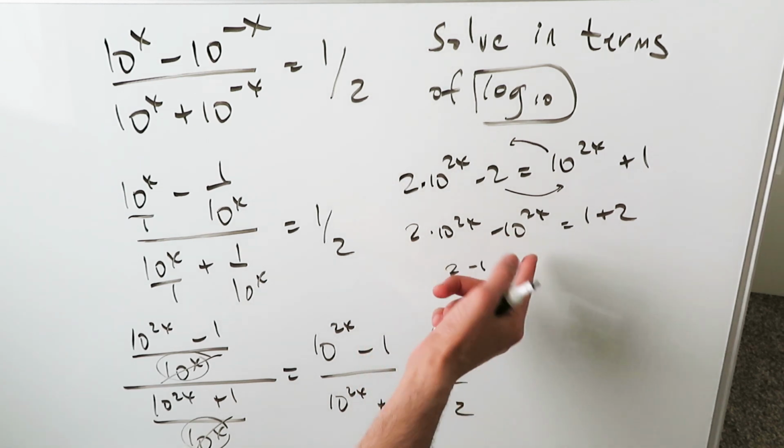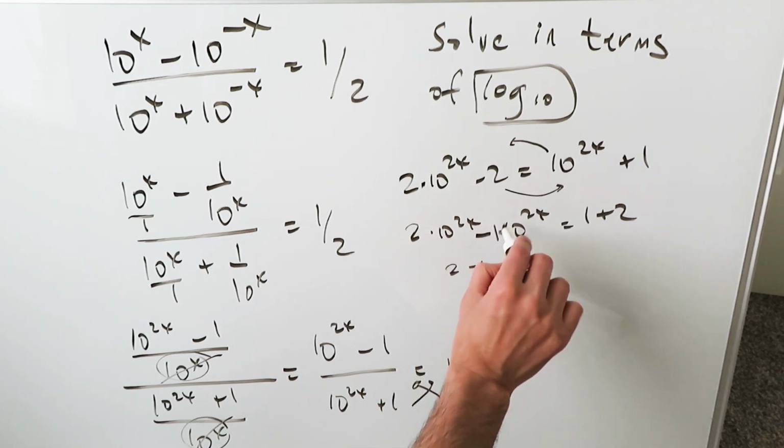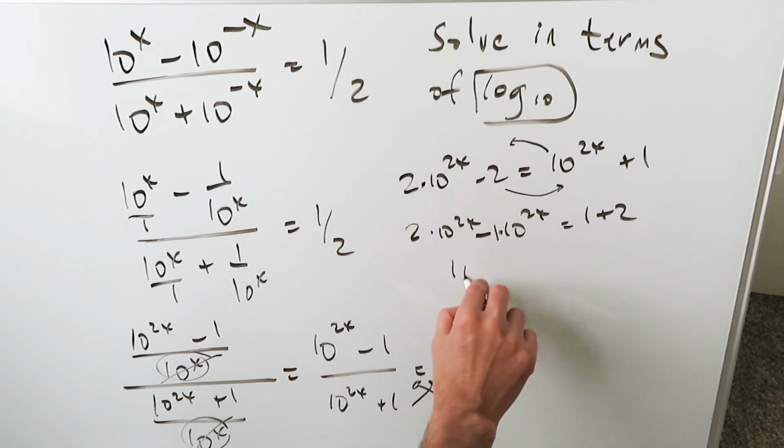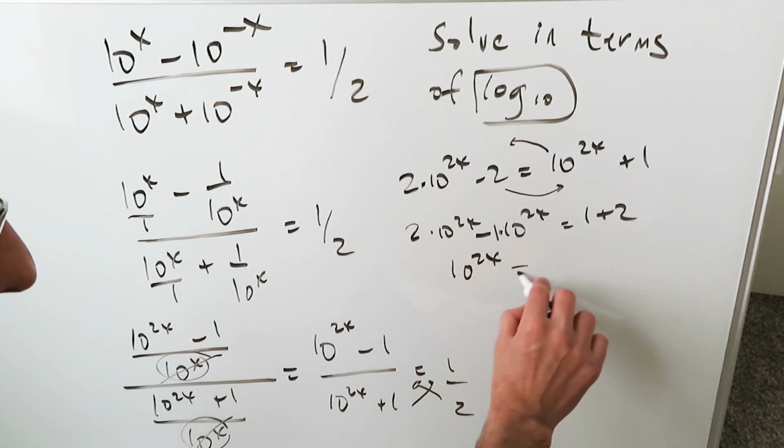You have a 2 minus a 1. The coefficient of this minus 10^(2x), you can just make it, for clarity reasons, 1. 1 times 10^(2x). It's a common term. This minus that is basically just 10^(2x). 2 minus 1 is equal to 1. 1 times 10^(2x) is equal to 3.